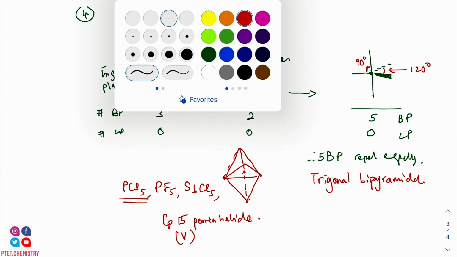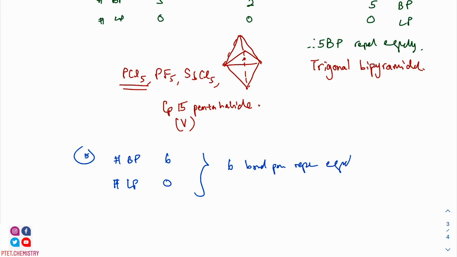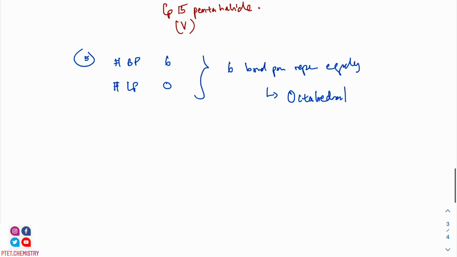Okay, so the very last case study example that is very simple involves the number of bond pairs and the number of lone pairs being 6 and 0. That means the 6 bond pairs will repel equally, and that will give you something known as square planar. Oops, sorry, not square planar. It will give you something known as octahedral. What do we mean by that?